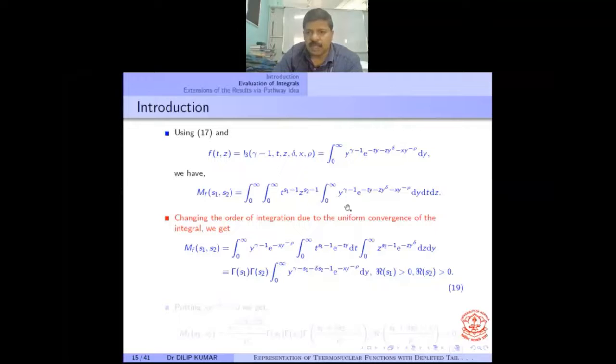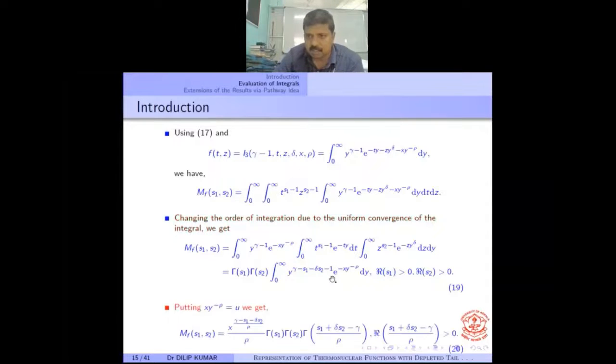So here I applied this integral and changed the order of integration because these functions are uniformly convergent, so we can interchange the integrals. Now you integrate, and using the definition of the gamma function, you can write the gammas here, and this is also again a gamma function. So finally you will get this with these three conditions. Here you can see there are single gamma functions, gamma of S1 and gamma of S2, and a gamma function which contains both S1 and S2.